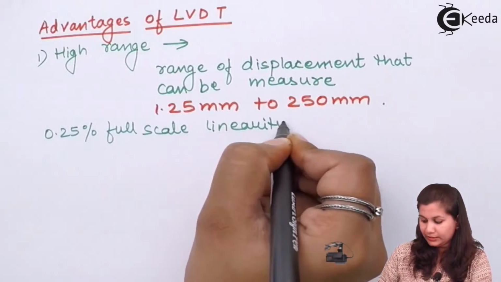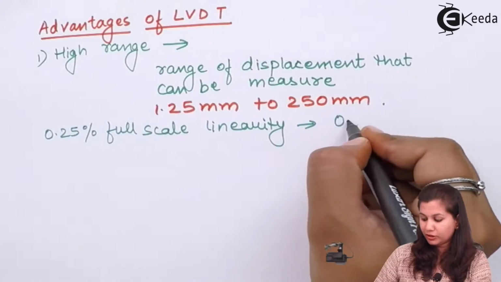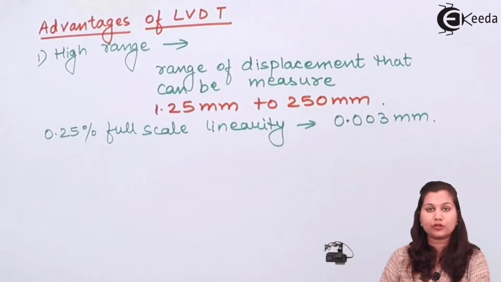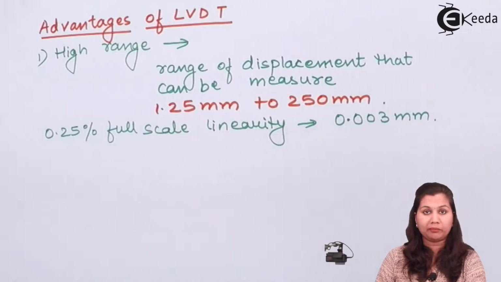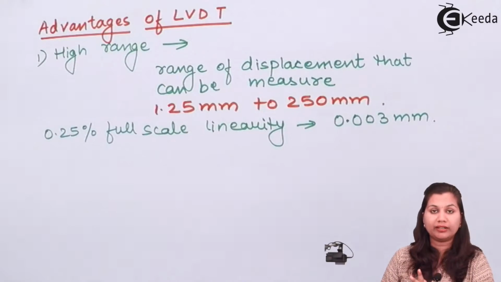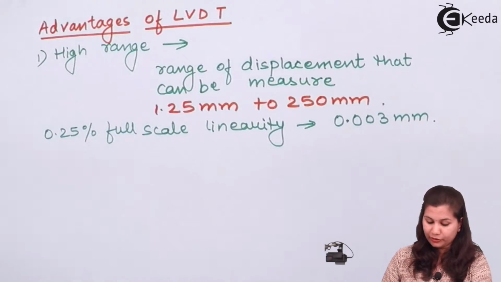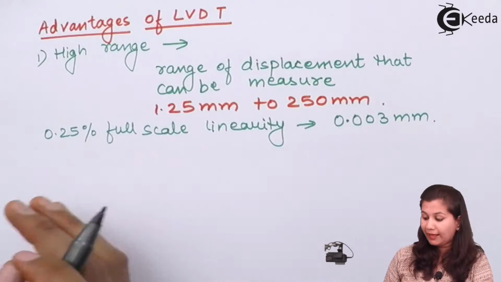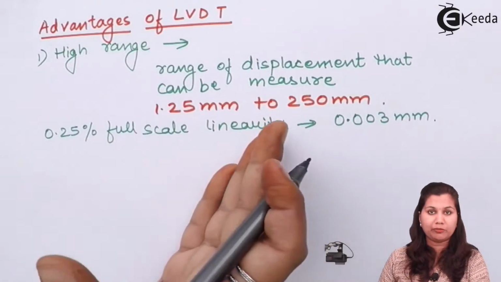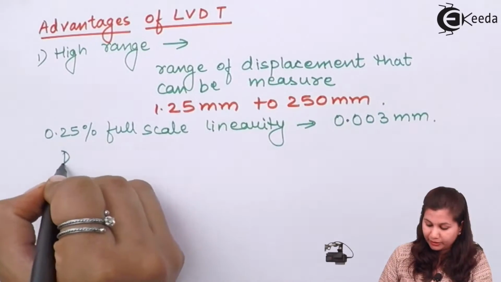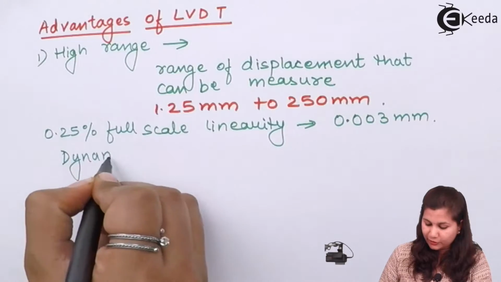linearity. This LVDT can measure displacements down to a lower range of 0.003 mm, meaning that such minute displacements can also be measured with the help of the LVDT. So you can see that it is giving us a very high sensitivity, and the range of displacement that can be measured is also very good. But the dynamic response of LVDT is very slow.